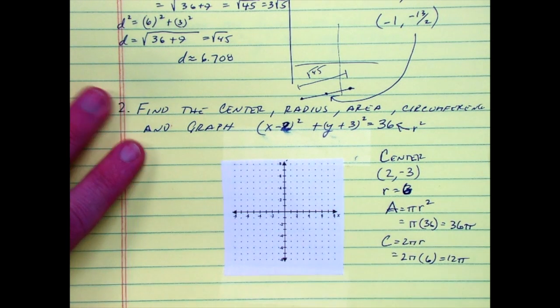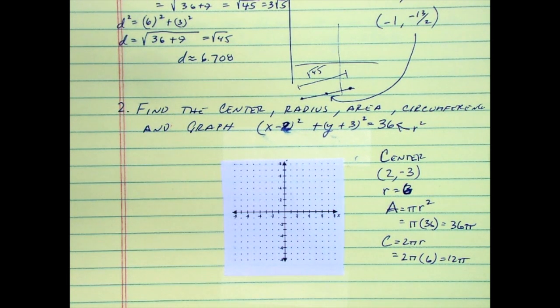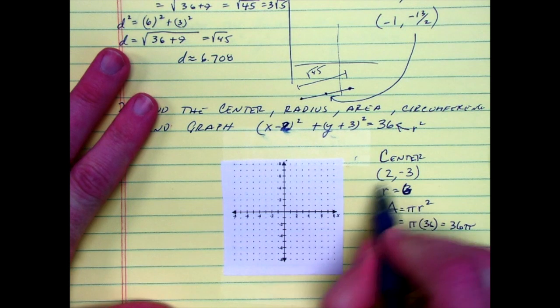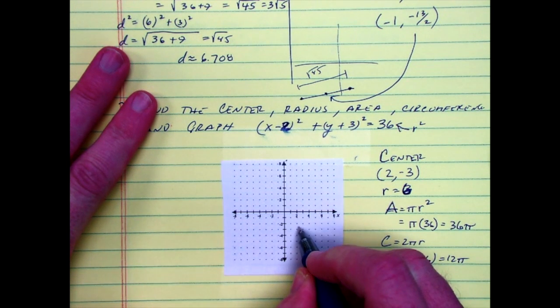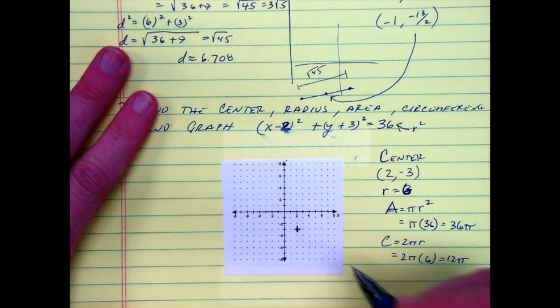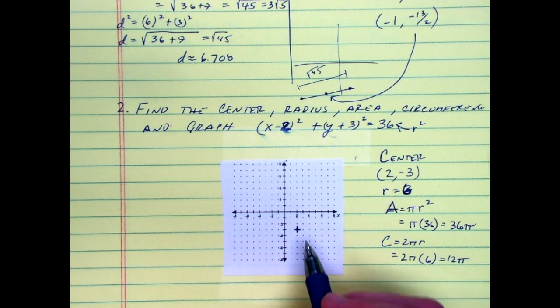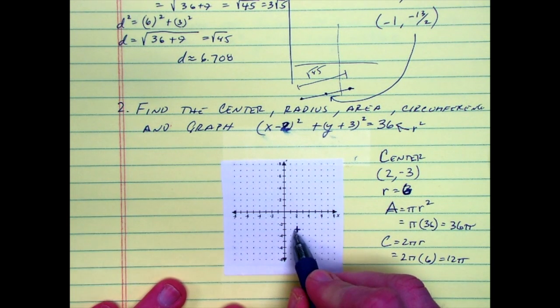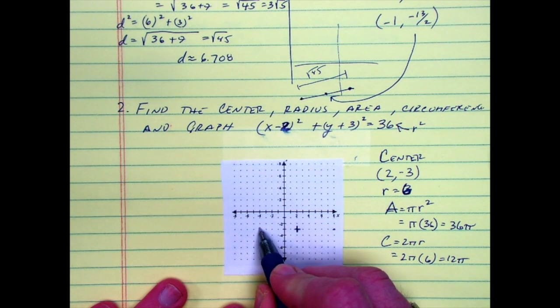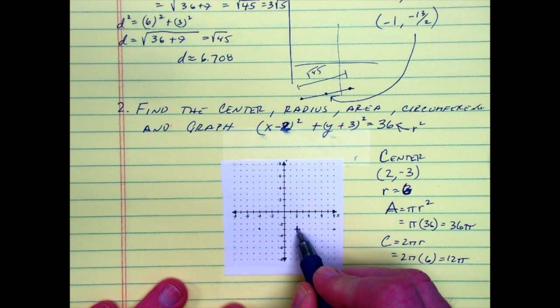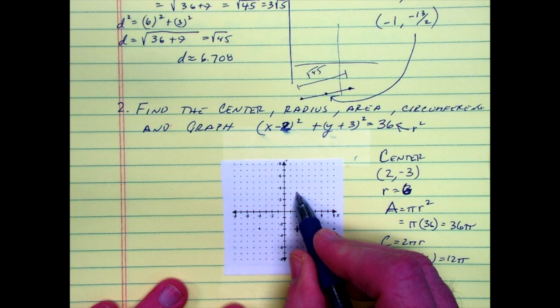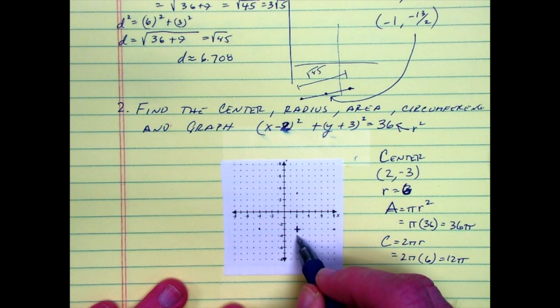Okay? All right. Now to graph this, I'm going to graph the center first, which is 2, negative 3. Let's put a little x there. Then I move my radius in all 4 cardinal directions from there. So I'm going to go 6 units left, 6 units to the right. I'm going to go 6 units up, that's 3 more, and 6 units down, so 1, 2, 3, 4, 5, 6.